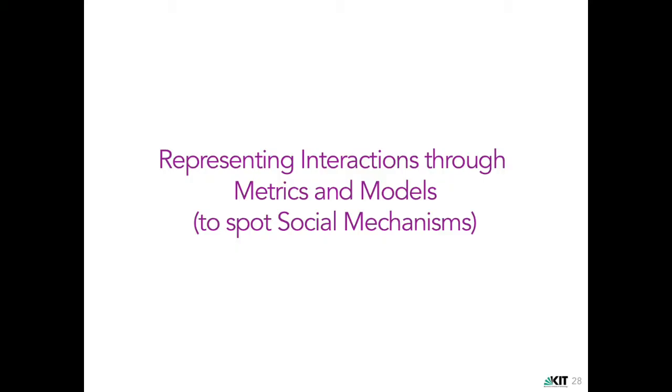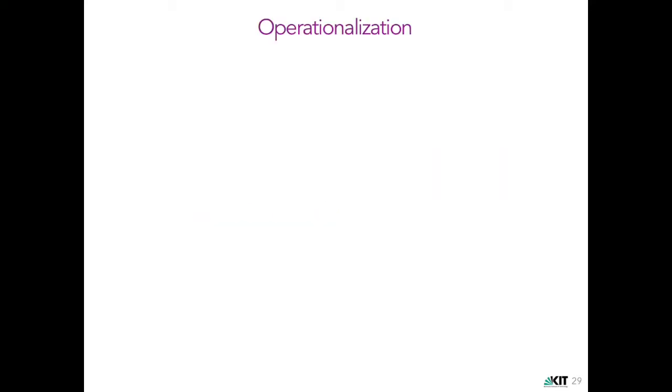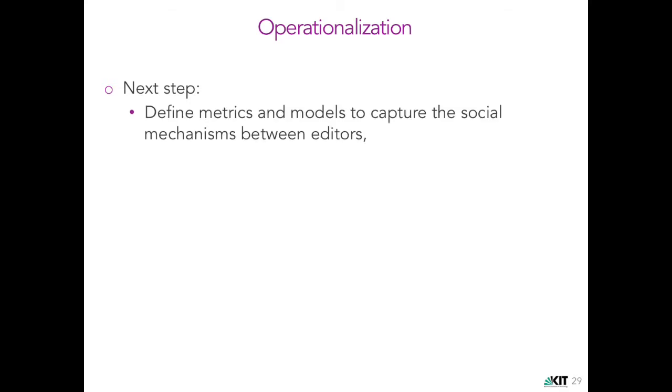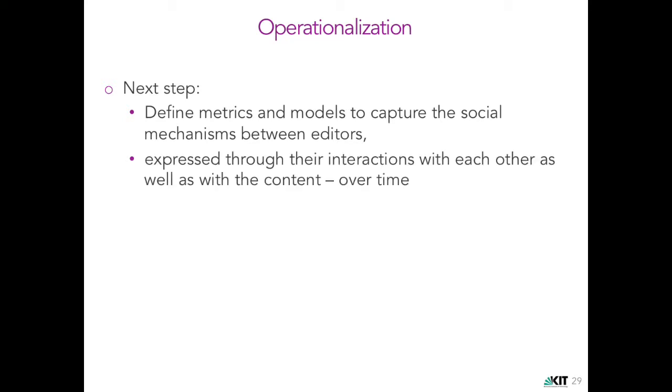Now we have this data, so now finally I have the data to accurately say who wrote what, and who reverted whom. The next step that I'm currently working on, and where the collaboration with the expert in social networks comes into play, is to model this into a higher-level form, to operationalize this somehow. So define metrics or models, social network graph models, for example, to capture these social mechanisms or these interactions, and also over time. This is, for example, something that Aaron does.